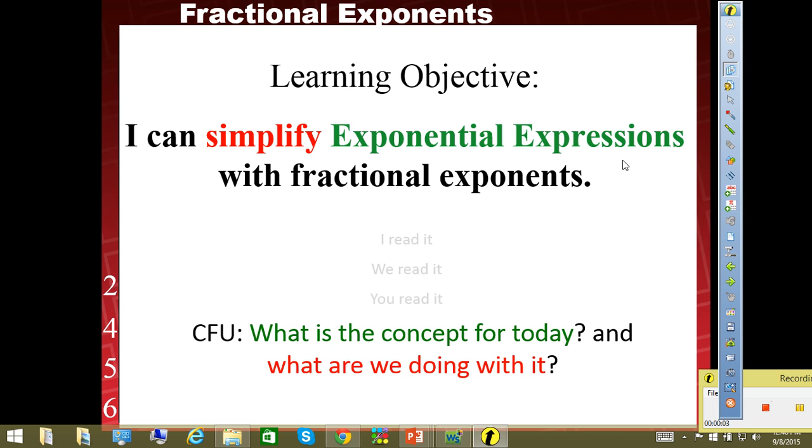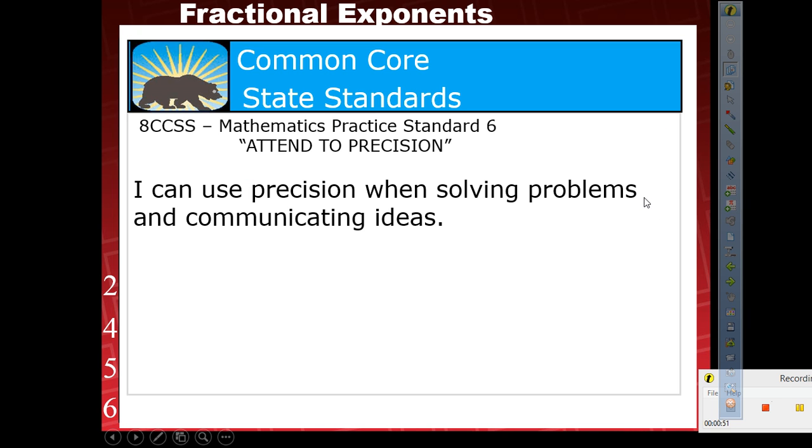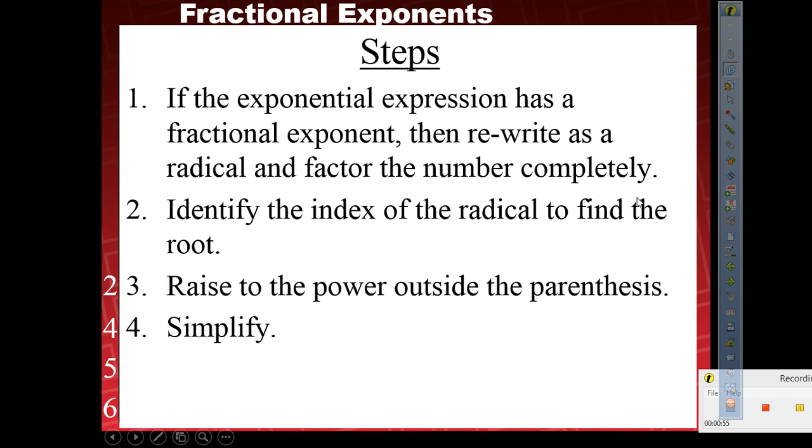All right. So, we're showing exponential expressions. Your Frayer model, you already know how to fill that in. I'm going to let you do that by yourself. It should look something like this, yes? However, I want you to write these steps down, though.